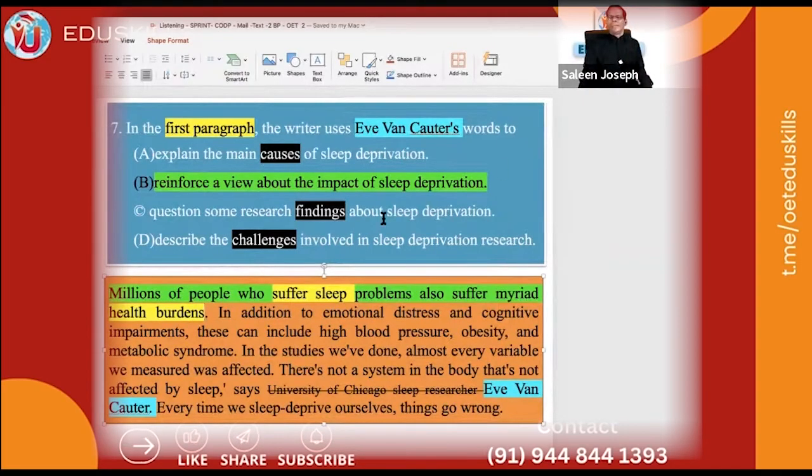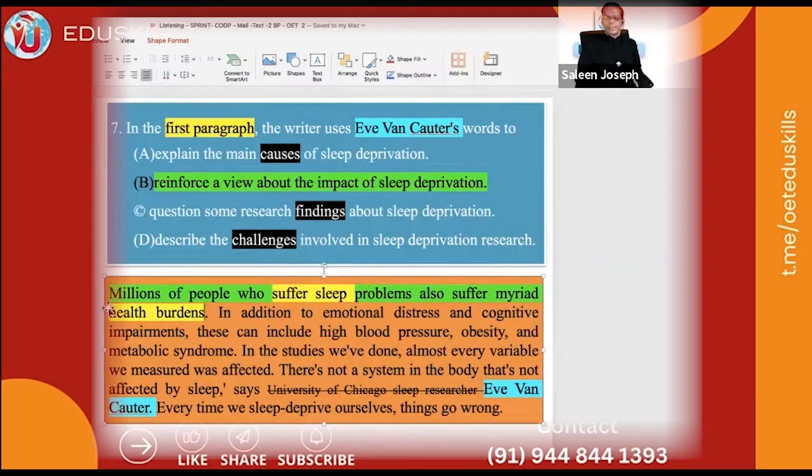Here, this is speaking about there is not a system in the body that is not affected by sleep. That is the negative expression. If you put it positively, it means every system in the body is affected by sleep deprivation. That's how you have to make it your own, to understand and analyze the text or the audio in listening. This is going to speak about the impact of sleep deprivation, the health problems, health burdens. Now see, this is the topic sentence.